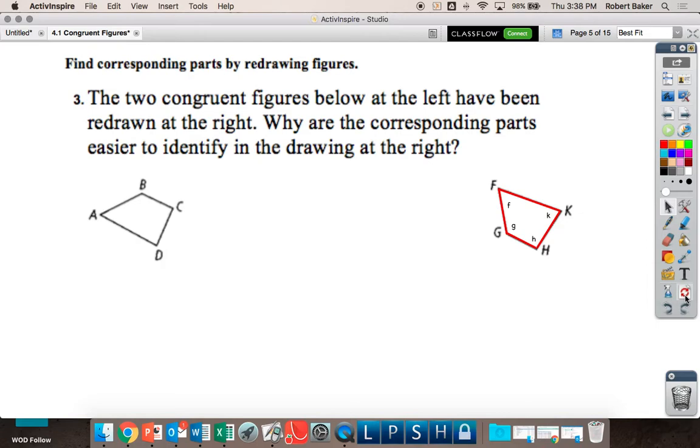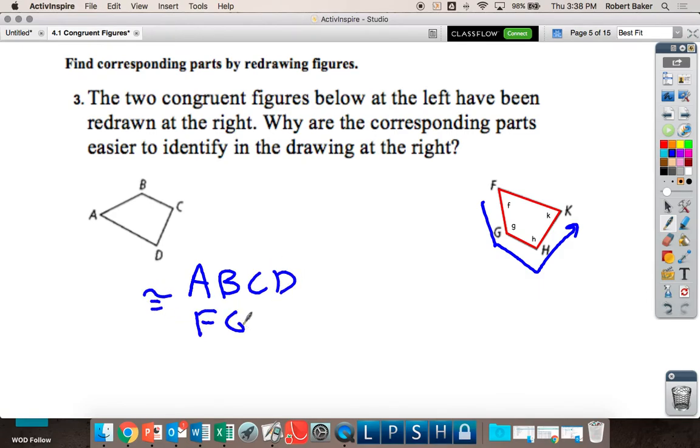So it is A, B, C, D, F, G, H, K. That one's tough, right? So as you're able to redraw it and make it work, it goes F, G, H, K. That's how it should map out. So you need to write the congruent statement. ABCD is congruent to FGHK, and you can kind of start making your list from there.